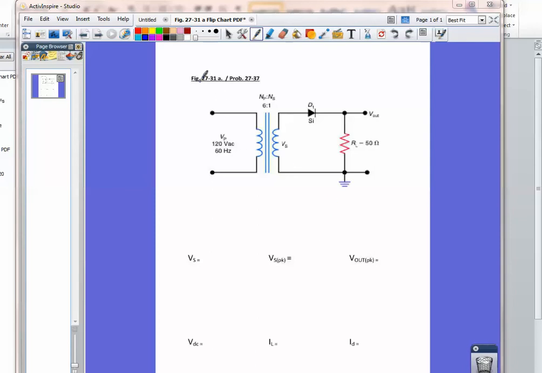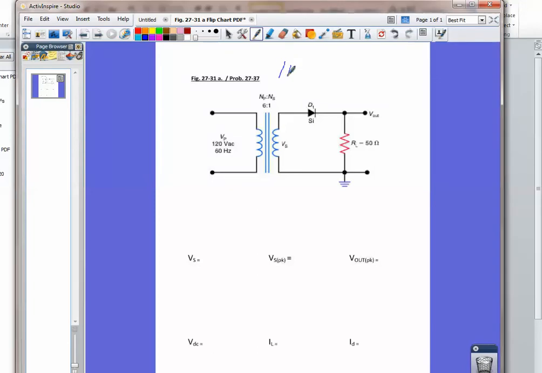This first circuit that we're looking at here is a half-wave rectifier, and that possibly could be a test question. So you want to know first of all how to identify this circuit, that it is a half-wave rectifier. Okay.